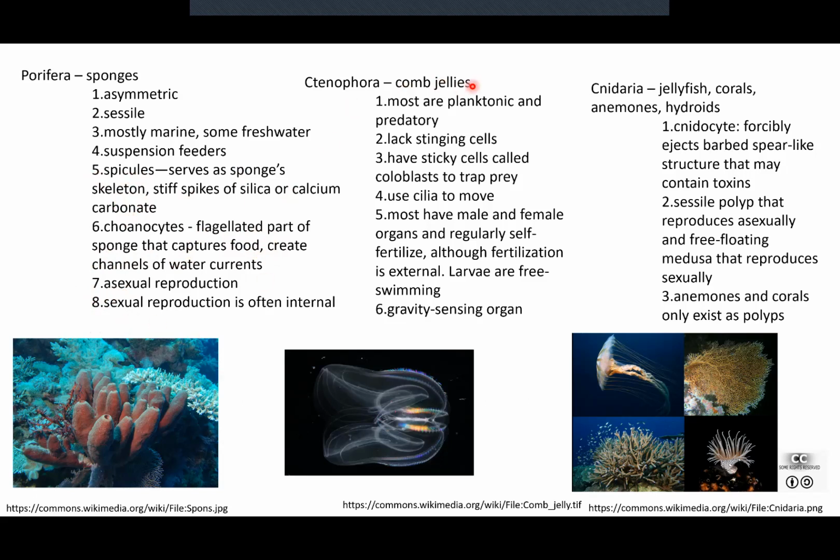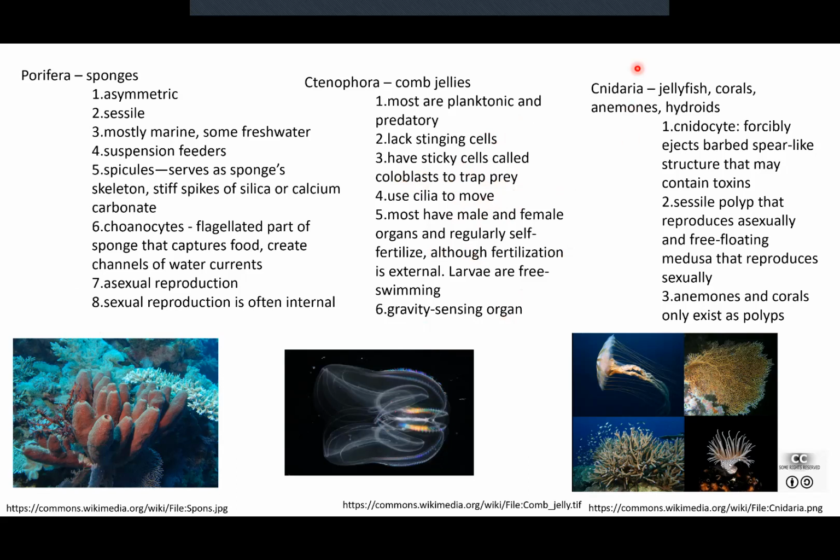Now we move to the comb jellies. Most are planktonic and predatory, so they don't have stinging cells, as we will see with some of the cnidarians, but they do have sticky cells called coloblasts to trap prey. They can use cilia to move. Most have male and female organs, so you can have self-fertilization there, although fertilization would be external, outside of their bodies. Their larvae are free swimming, and they have a gravity sensing organ.